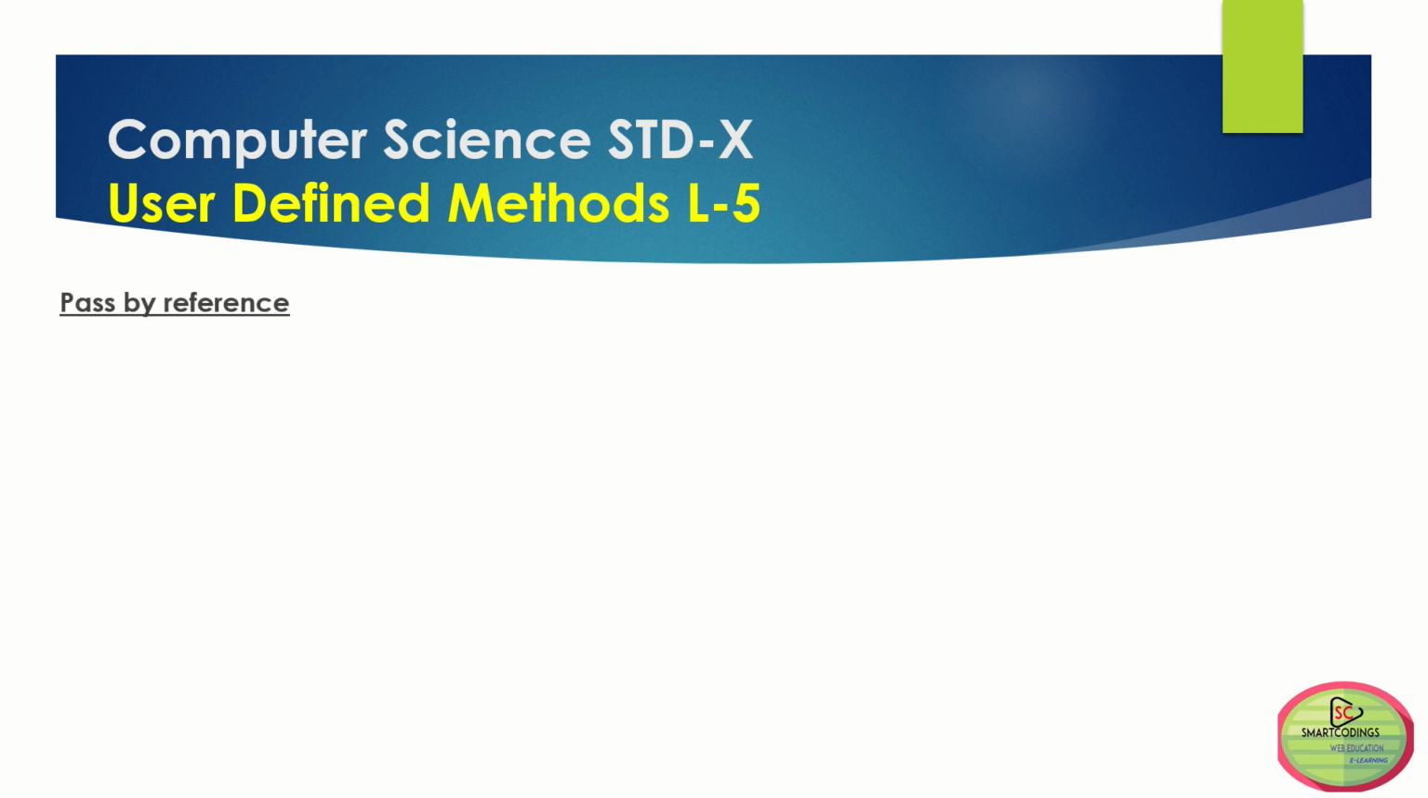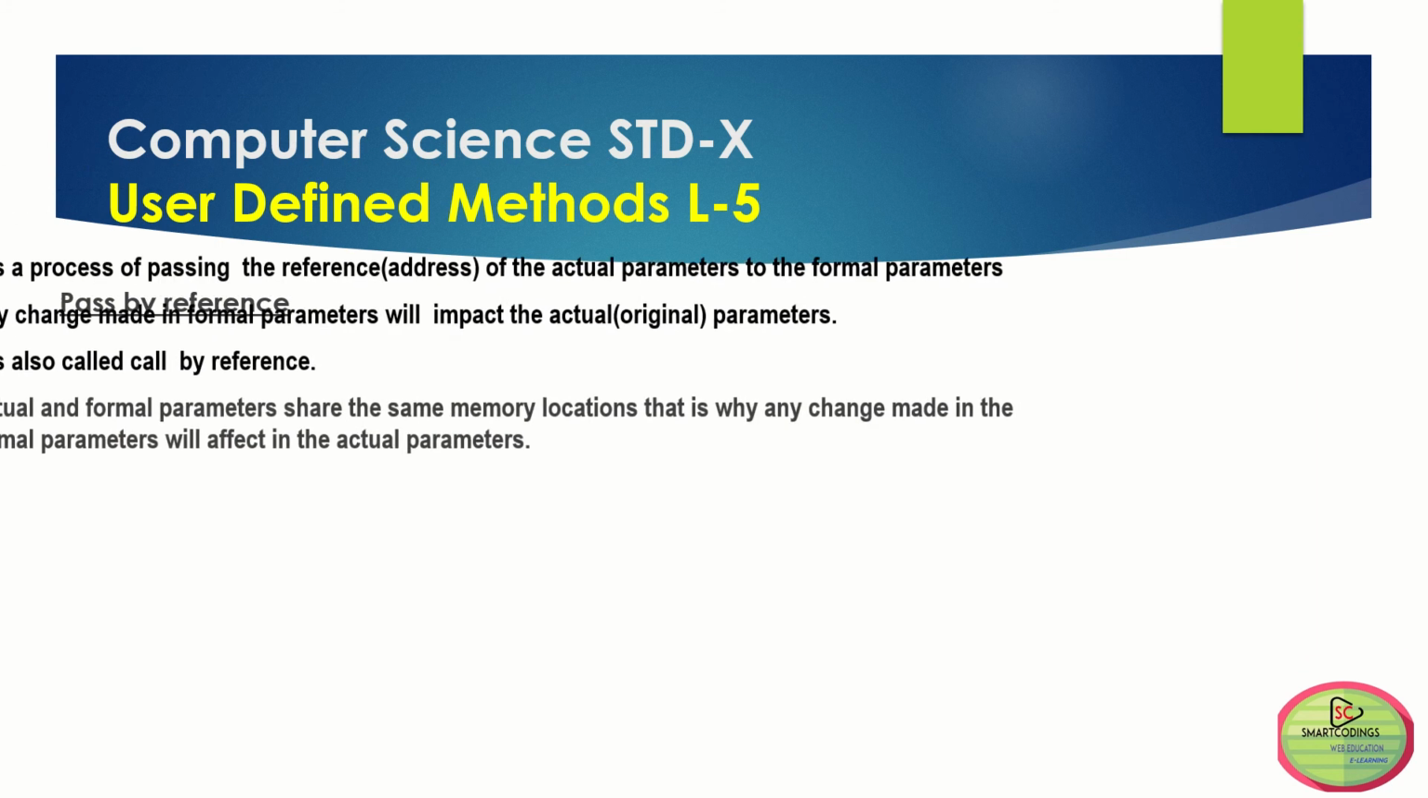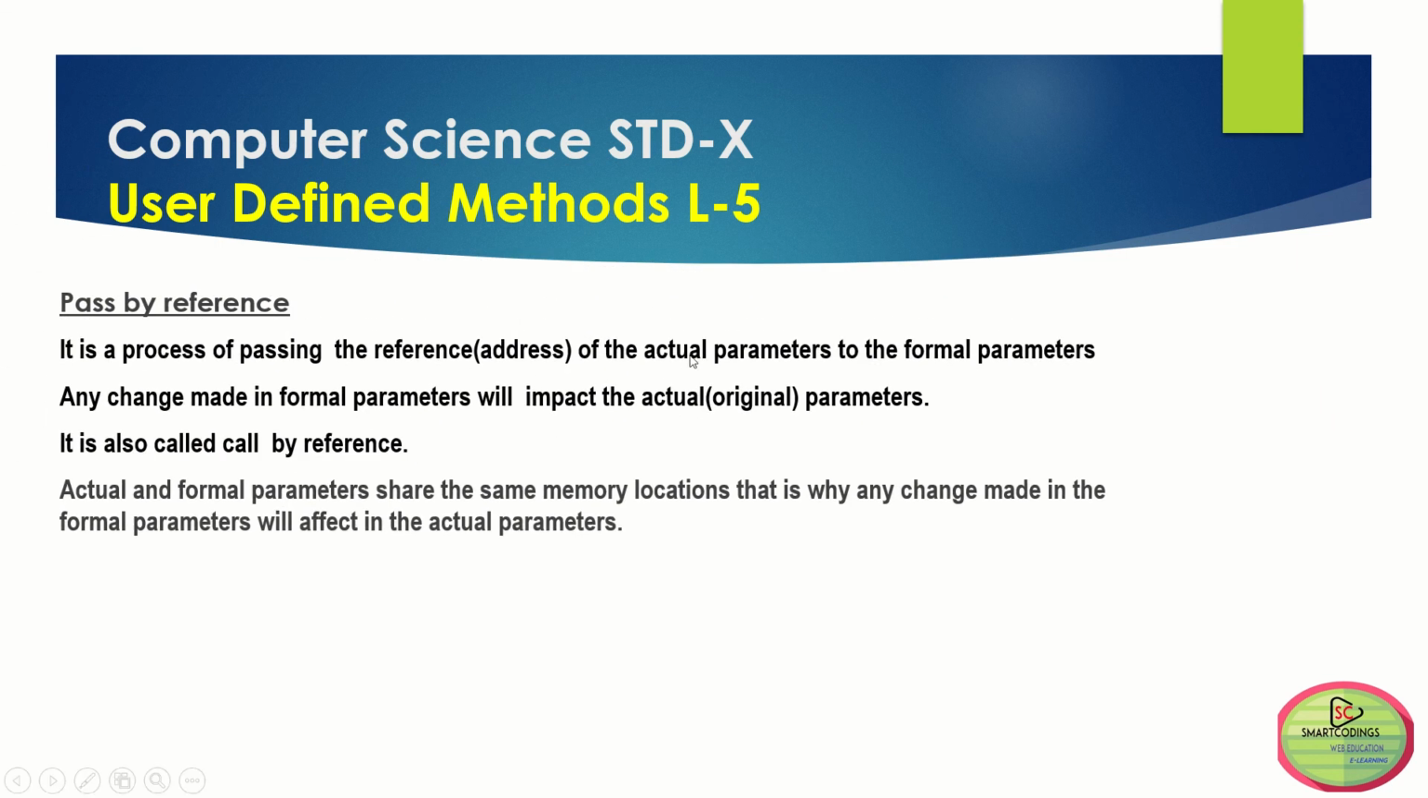Now the next topic is pass by reference. In this, what happens? We pass the address of the actual parameters to the formal parameters. So any change made in the formal parameters will impact the original parameters. This is the main difference. It is also called call by reference. Now actual and formal parameters share the same memory location. That is why any change made in the formal parameters will affect the actual parameters.